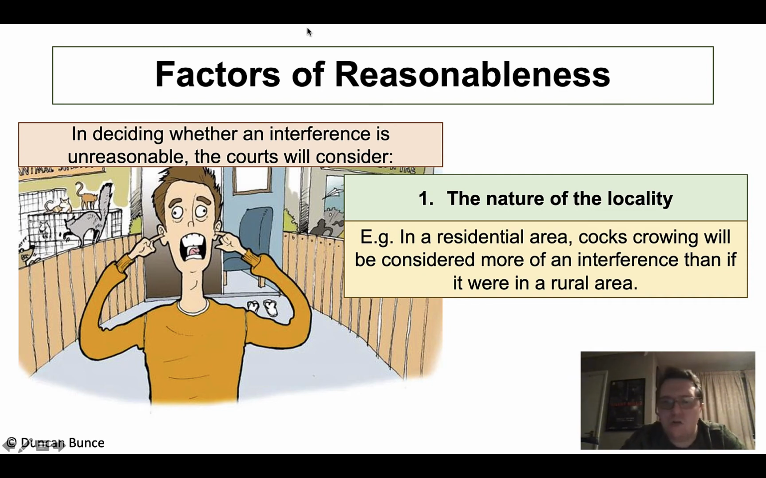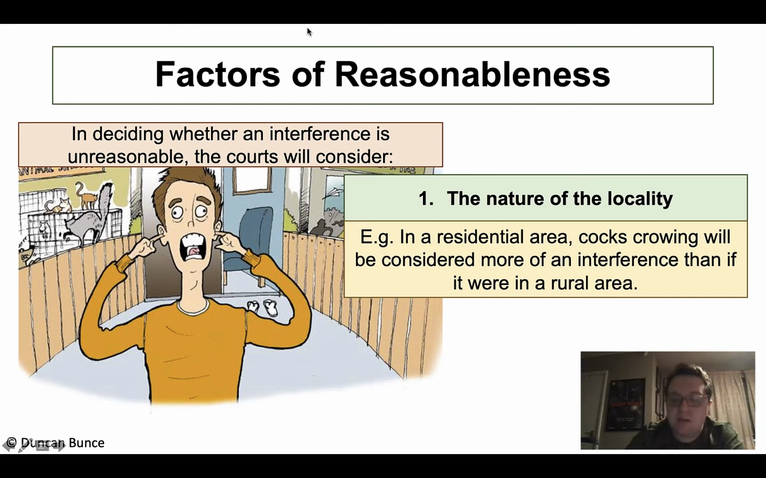And as I say there, cocks crowing will be considered more of an interference than if it were in a rural area. So that's really just getting across that point. Actually, I have to say, years ago, there was a neighbour of mine who kept chickens and other things, which I wouldn't say is particularly typical with neighbours in my area. So every morning I was woken up by a cock crowing. And again, I suppose you could say that would there be a possible claim there? I think possibly there would be.